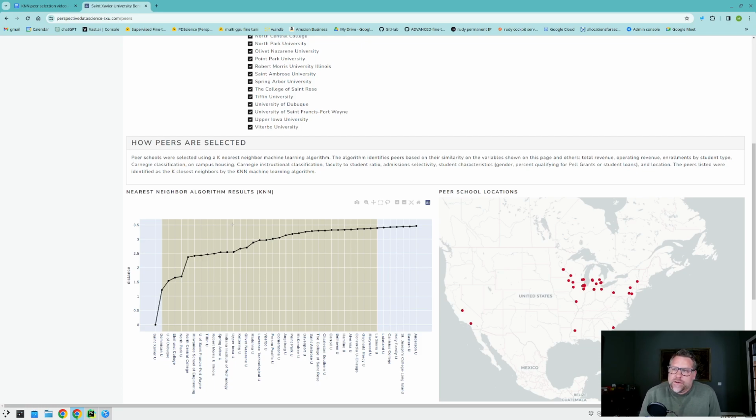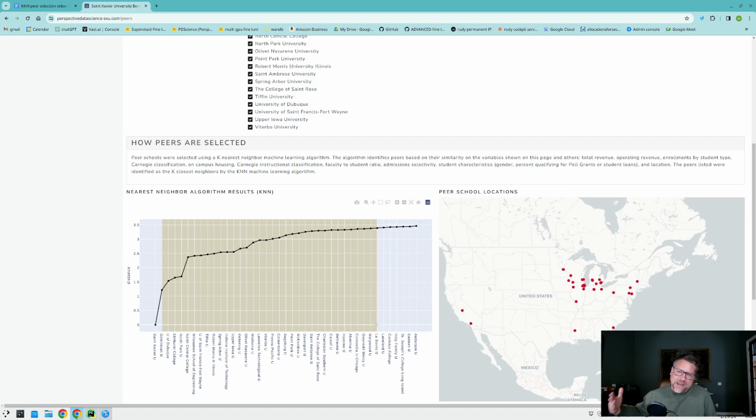And so I'll walk you through all the variables and the methodologies we use to identify these peer institutions. What you can see here is a distance measure showing how similar other schools are to St. Xavier University. Of course, St. Xavier is as close as possible to itself, so the distance measure is 0, and then distance increases as schools get less similar. So what we do is we cut it off at some point.